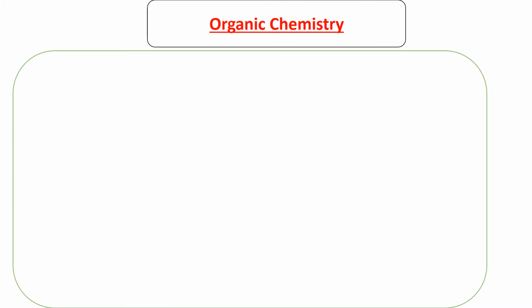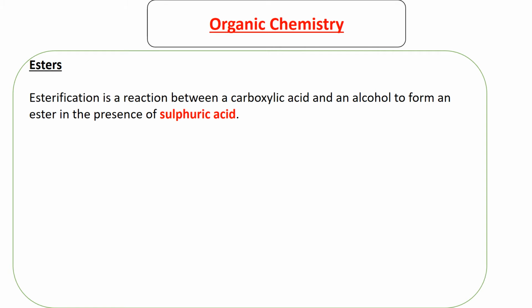So we'll start with the process that is used to prepare esters called esterification. The definition is, it is a reaction between a carboxylic acid and an alcohol to form an ester in the presence of sulfuric acid. So the definition has this part, which is presence of sulfuric acid. So what is the importance of sulfuric acid in this process?